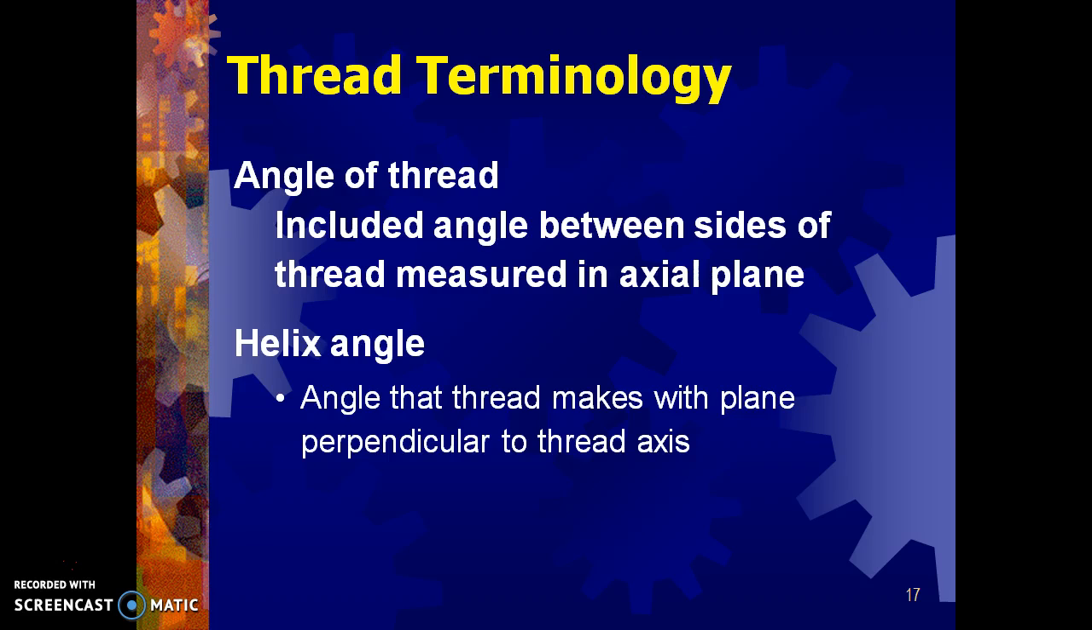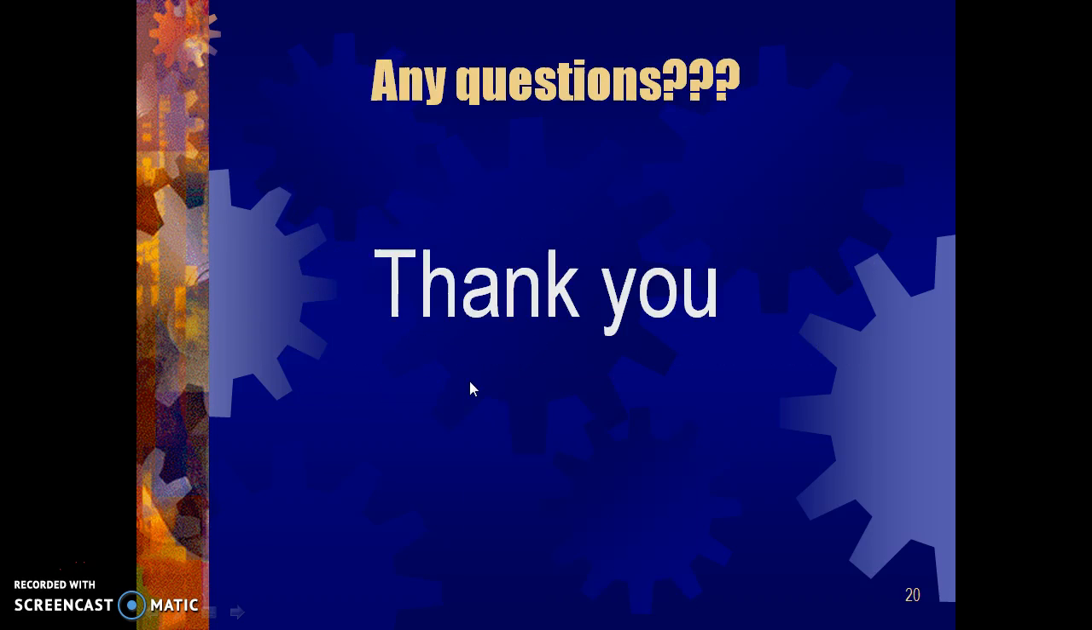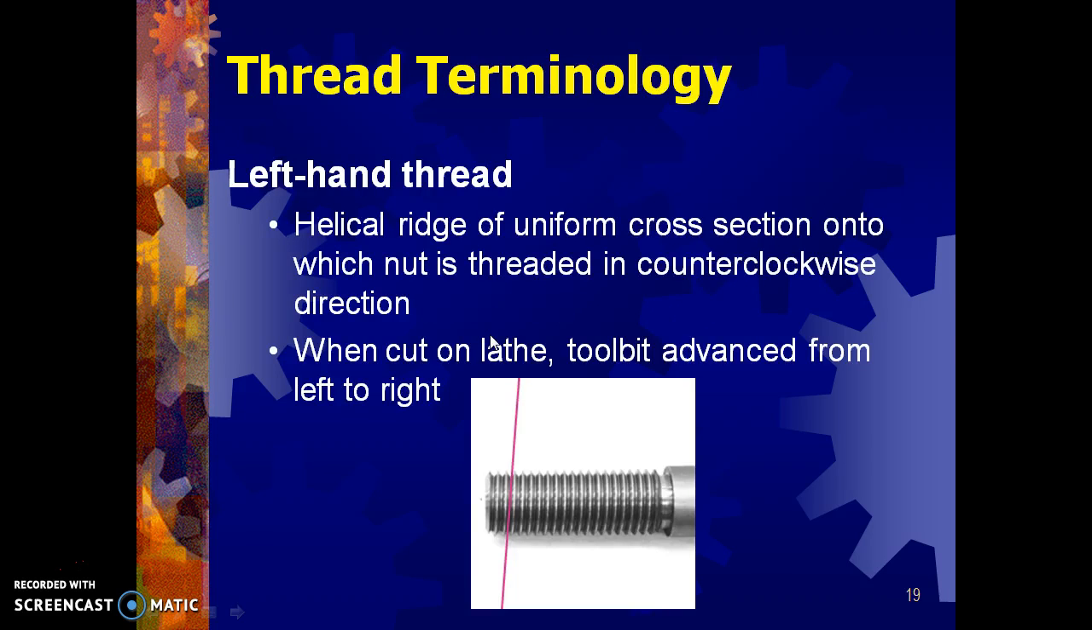Angle of thread is the included angle. Helix angle is the angle that the thread makes with a plane perpendicular to the thread axis. Right hand thread is one onto which the nut is threaded in the clockwise direction. That is how it looks. It is inclined more towards the left, and the tool bit advances from right to left. And for the left hand thread, it is the other way around.